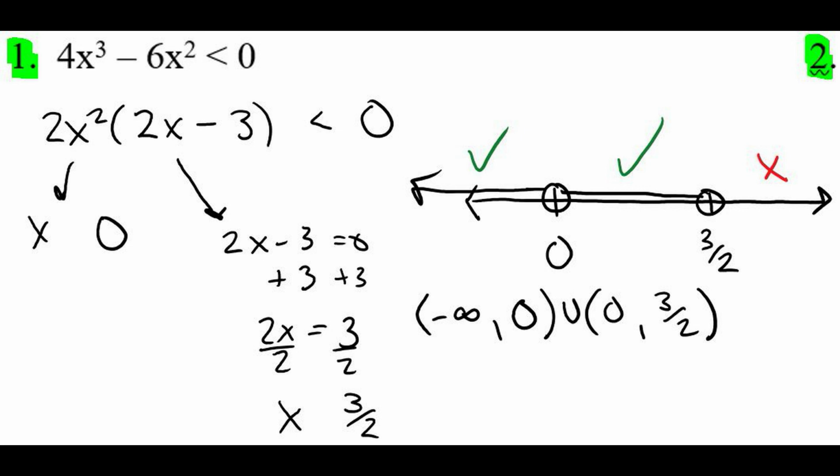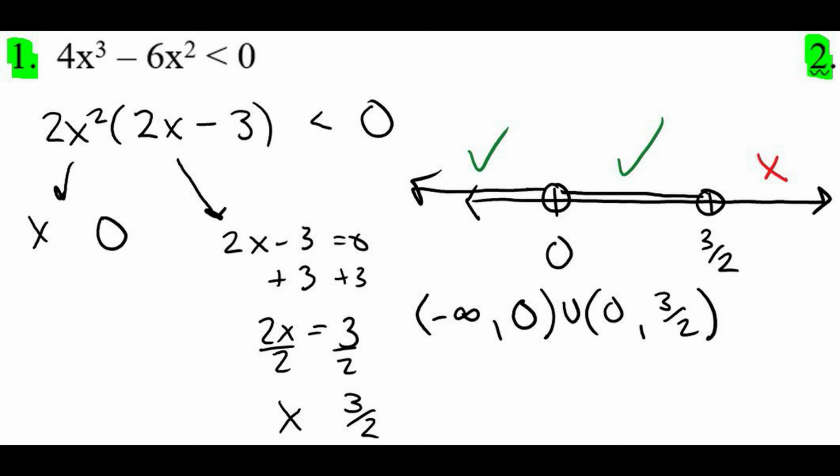So I tested like 10, and you end up with a gigantic number minus a not so big number, and it ends up being positive, and that is not less than 0, so the far right region doesn't work. So what you say here is your answers are negative infinity all the way up to 0, and in between 0 and 3 halves. And I use soft brackets on those instead of the hard brackets because nothing is included, because there's no equality here, and that's how I get my answer.